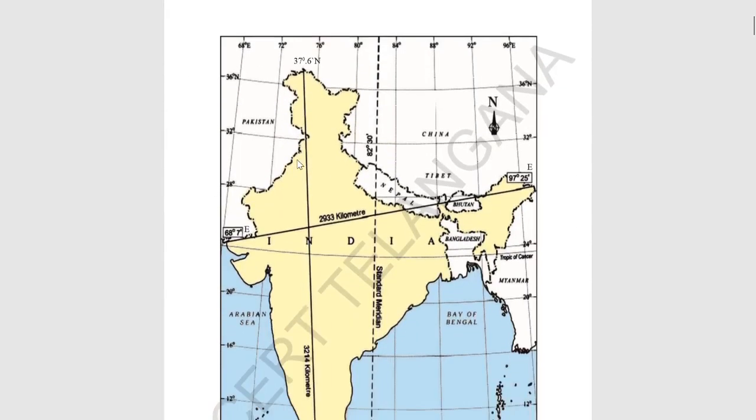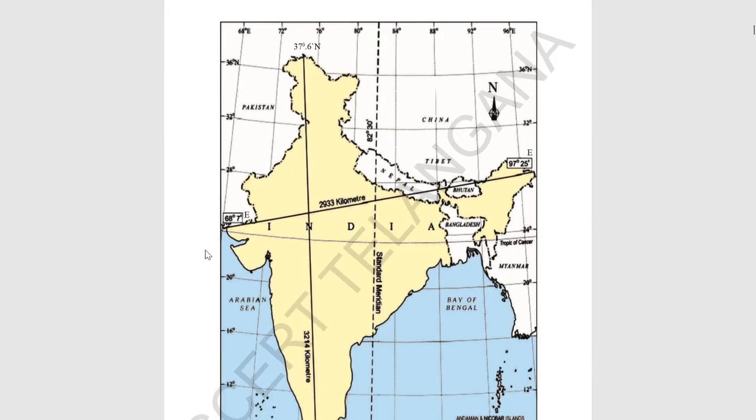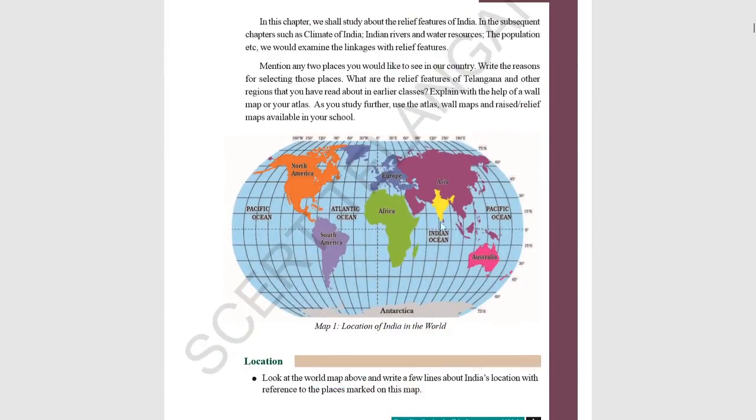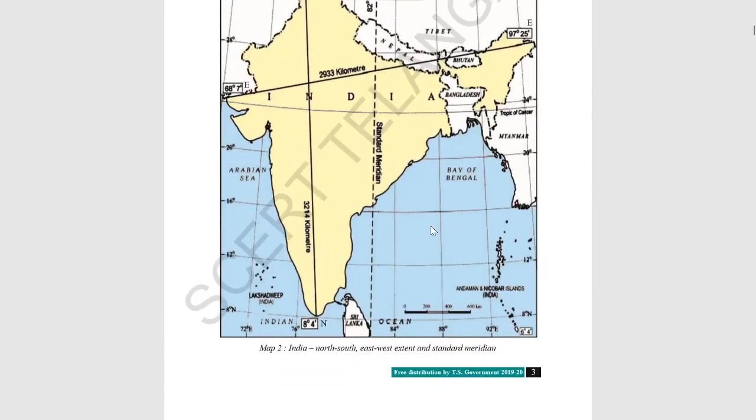And this is the India map. See, India covers from which latitudes, longitudes, they have written from west to east. West is 68 degrees 7 minutes east to 97 degrees 25 minutes east. Since our India is located in the eastern hemisphere, see here, that's why we use east.